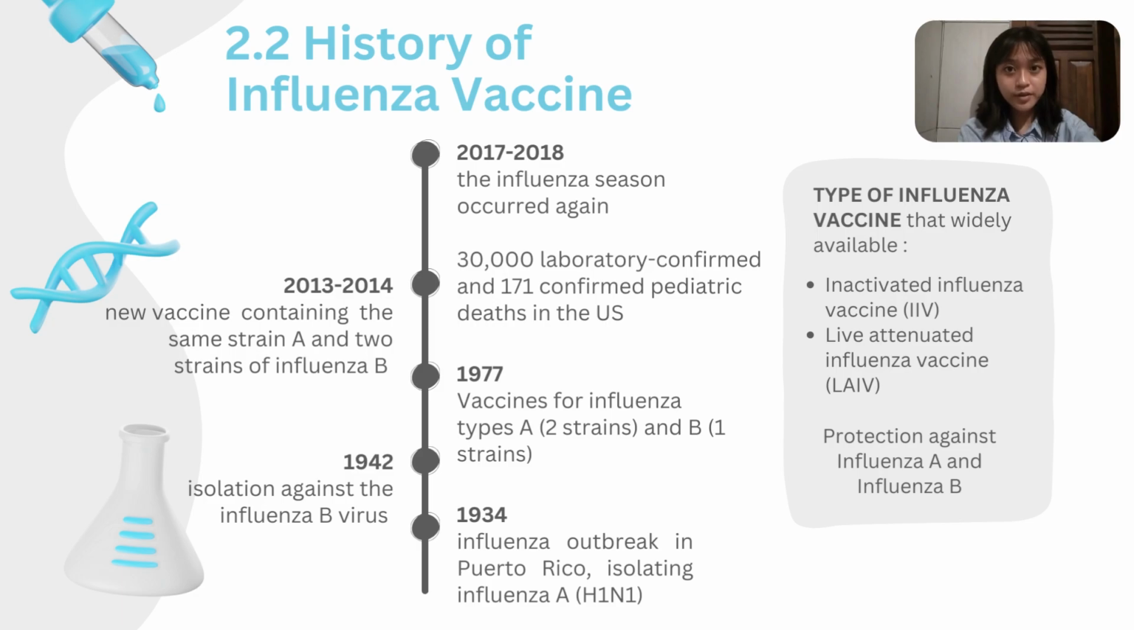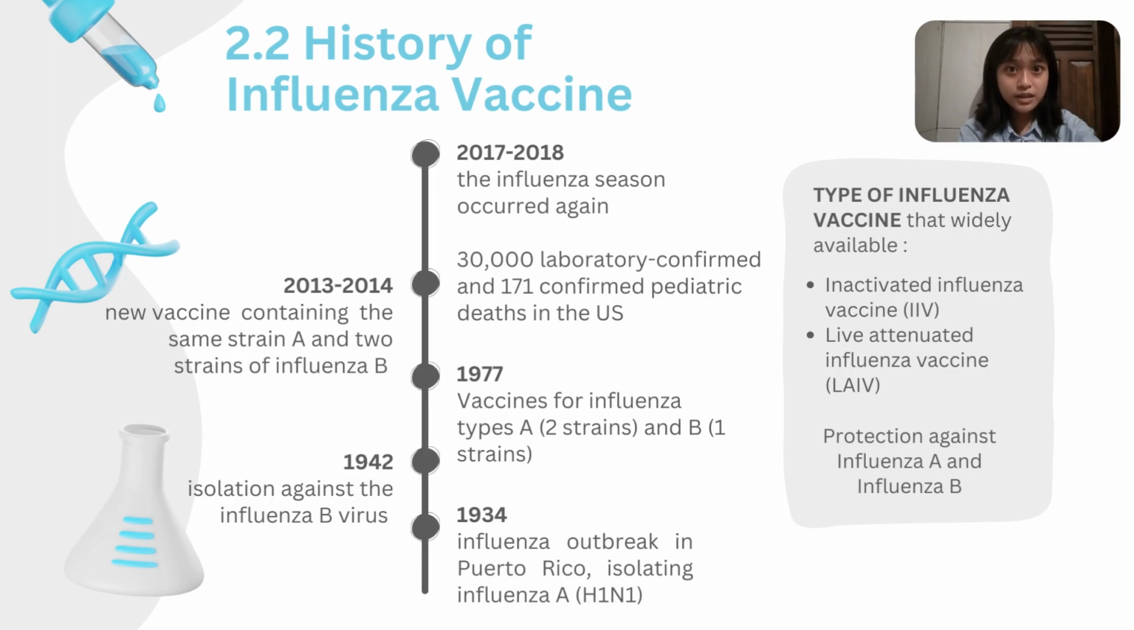So now I will present about the history of influenza vaccine. The initial development of influenza vaccine was initiated by the influenza outbreak in Puerto Rico in 1934. At that time, the vaccine was made by isolating the influenza A virus. Furthermore, in 1942, a vaccine was made with isolation against the influenza B virus. Then, in 1977, vaccines for influenza types A and B were introduced. The vaccine contained 2 strains representing type A and 1 of 2 strains of type B influenza virus.